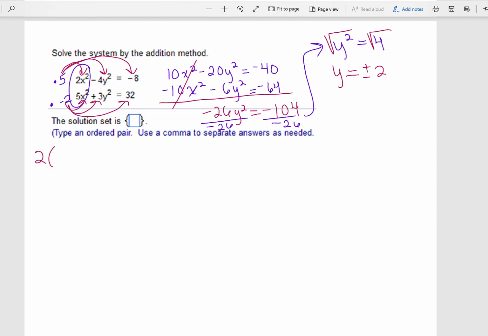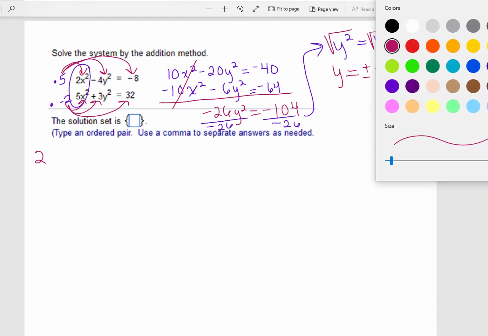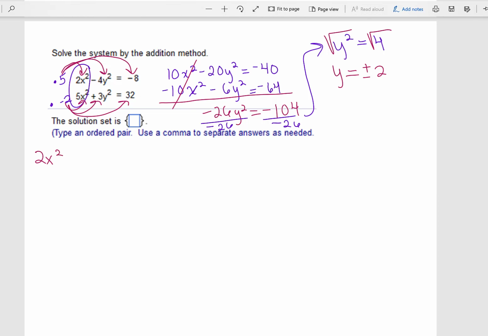So 2 times, oops, and not into x. That's my y, so be careful of that. I was about to plug it in for my x. So 2x squared minus 4 times positive 2 squared equals negative 8. And then from there, I would go ahead and solve for the x that correlates with the positive 2. This is 4, so negative 4 times 4 is negative 16.